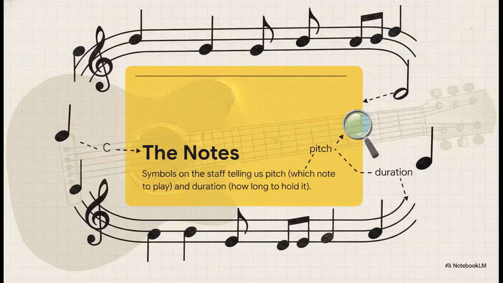And of course, here are the notes themselves. These little symbols are actually brilliant because they tell us 2 things at once. Where they sit vertically on the staff tells us the pitch. You know, is it a C or a D? And the way the note is drawn, is it filled in? Does it have a stem? Tells us its duration, which is just the rhythm or how long you're supposed to hold it.